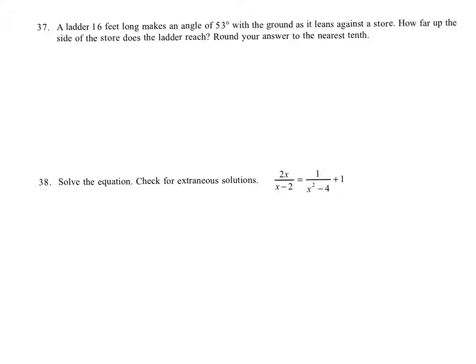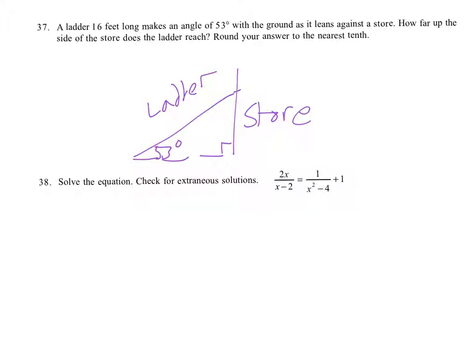For number 37, we've got a trig word problem, a ladder. Okay, it's leaning against the store. So if I've got a store here, if the ladder is leaning against the store, it has a 53-degree angle with the ground. Okay, I can turn this into a triangle. My ladder is my hypotenuse. And what we want to know is how far up the store that reaches. I also know the ladder is 16 feet long.